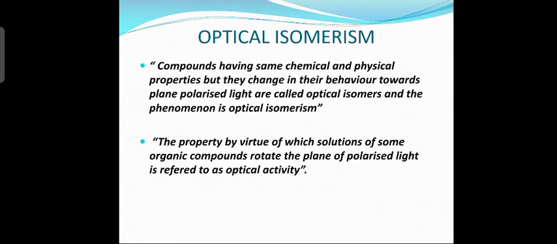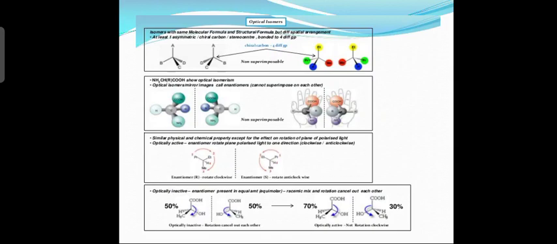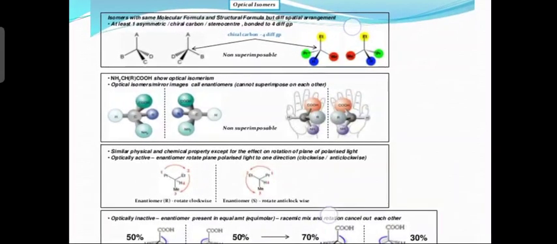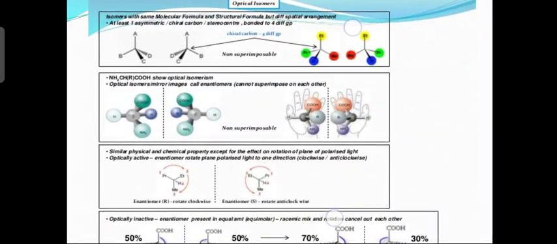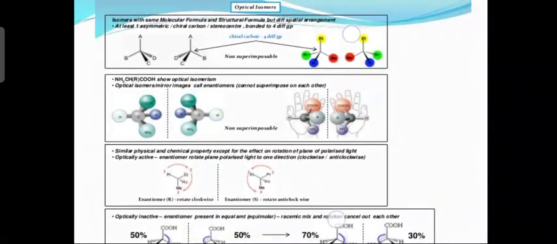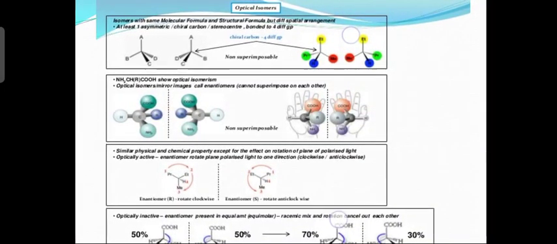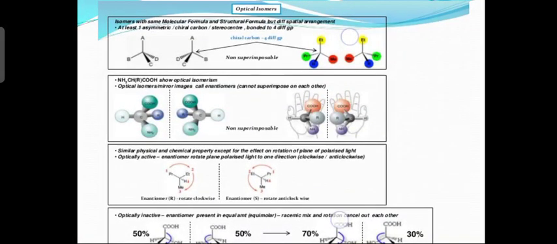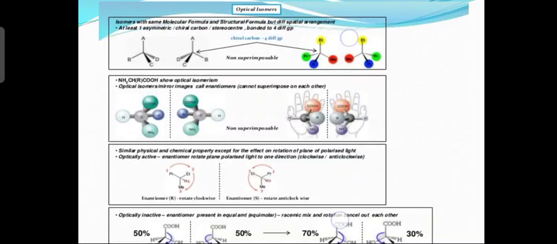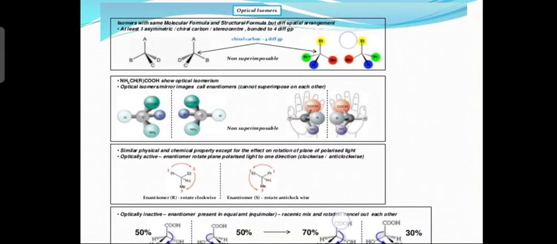Now we shall move to the next slide, where some examples are given. Isomers with the same molecular formula and structural formula but a difference in spatial arrangement will contain at least one asymmetric carbon atom. An asymmetric carbon atom is also called a chiral carbon atom or stereocenter. What is a chiral carbon atom? A carbon atom attached to 4 different groups.